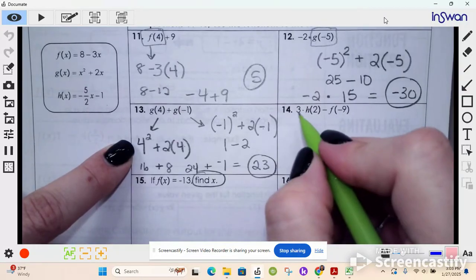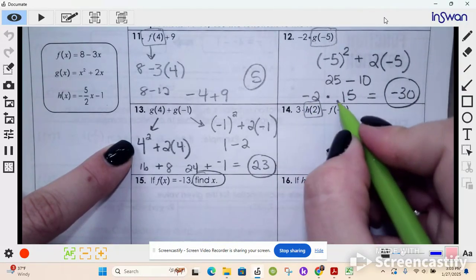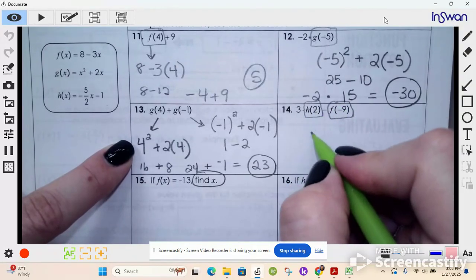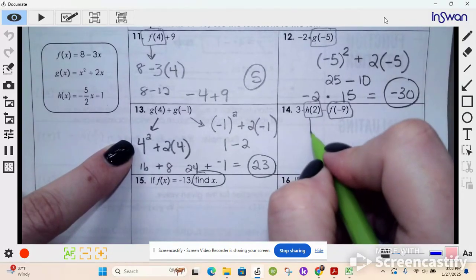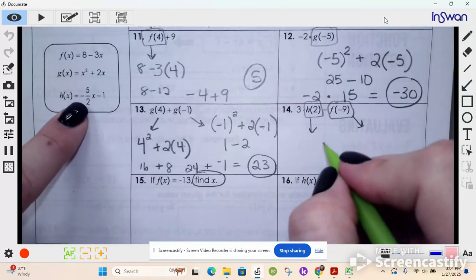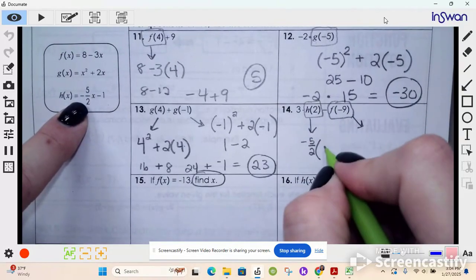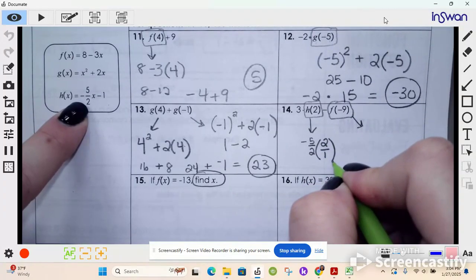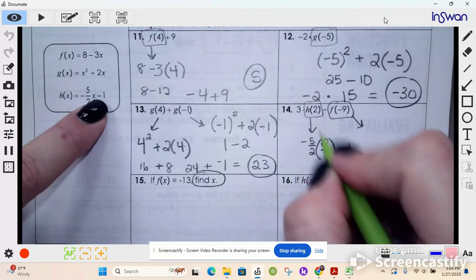Let's do one more. This is 3 times h of 2, subtract f of negative 9. So we have 3 multiplied by this problem's answer with a subtract. So I'm going to do this part right here, and I'm going to do this part right here. H of 2, negative 5 halves. Replace it with the 2. Remember, a whole number goes over 1. And then there's a subtract 1. There's my h of 2.